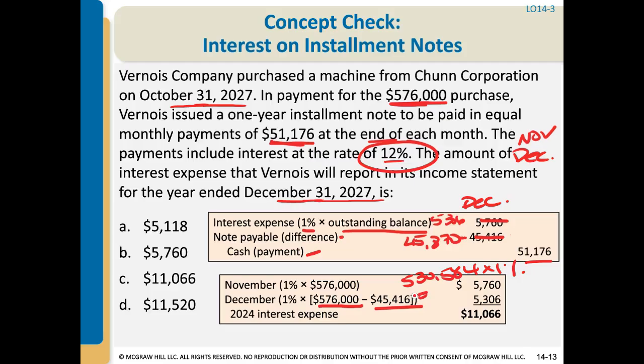My total interest expense for 2027 is going to be my November interest plus my December interest. So the answer is $11,066. Just from this one problem, there are so many things that could be asked either on a test or on the CPA exam. It could ask how much my note payable got reduced in 2027, or what my note payable got reduced by in December. There are just so many questions, so you really need to understand all of it because you really could be asked anything.